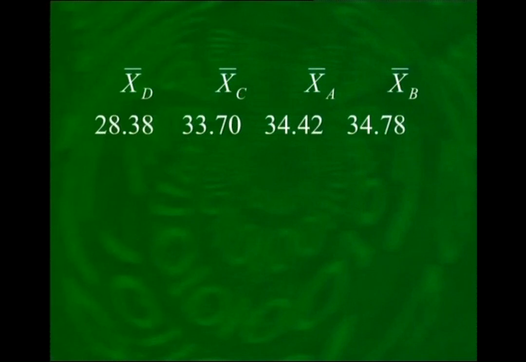In order to apply the LSD test, students, we should arrange these sample means that we have just obtained in ascending order of magnitude. Doing that, x bar D comes first because it is the smallest value, 28.38. It is followed by x bar C, which is 33.70. This is followed by x bar A, 34.42, and last but not least, we have x bar B equal to 34.78.